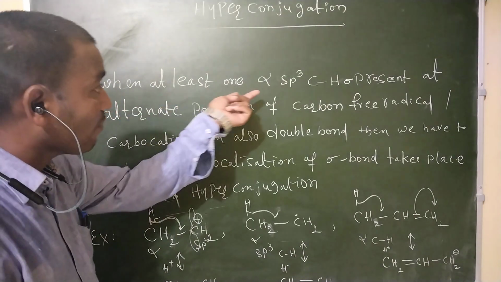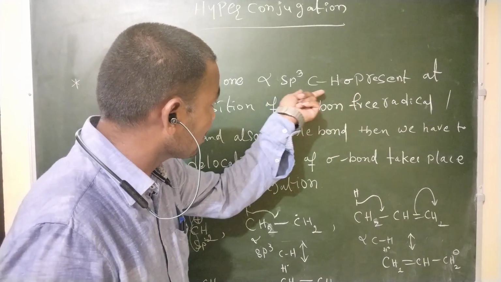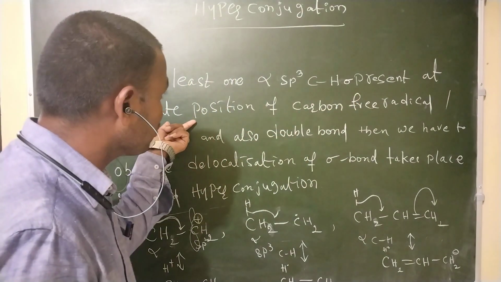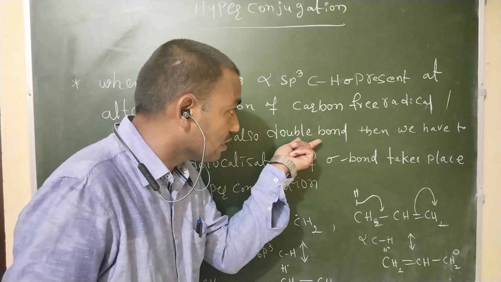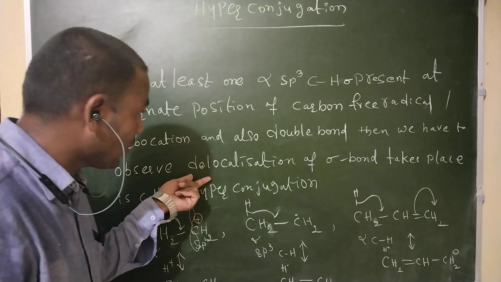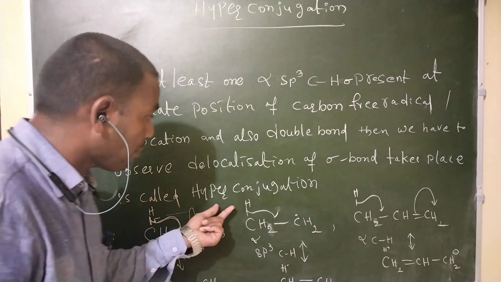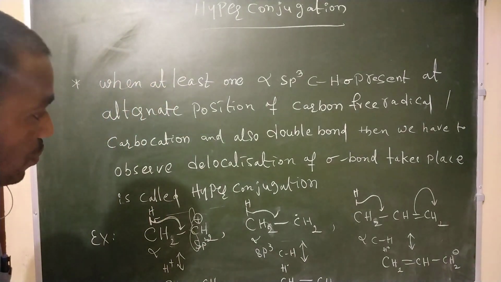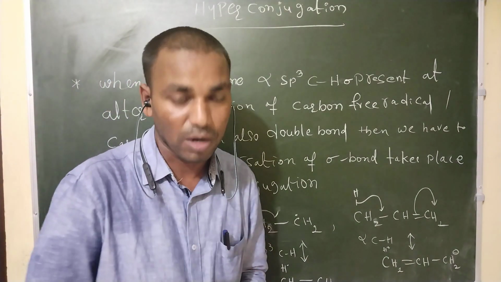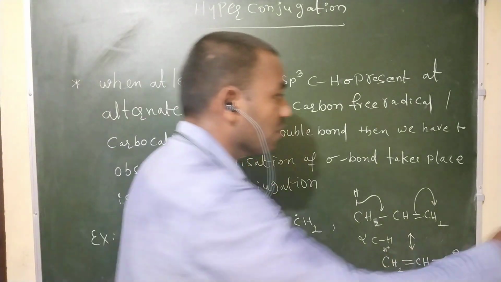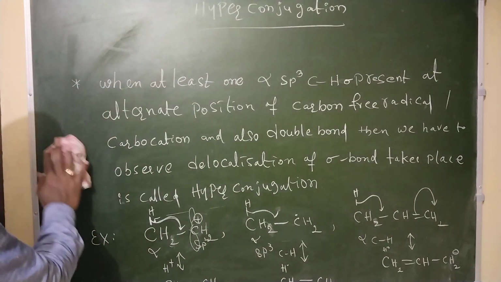When at least one alpha sp3 CH sigma bond is present at alternate position of a carbon free radical, carbocation and also double bond, then we observe delocalization of the sigma bond. Now this is called hyperconjugation. By using this effect, we can identify the stability of carbocation, carbon free radical and also double bond. Now I'll go with the types of hyperconjugation and then the applications.